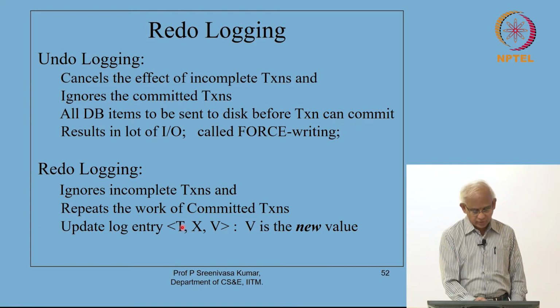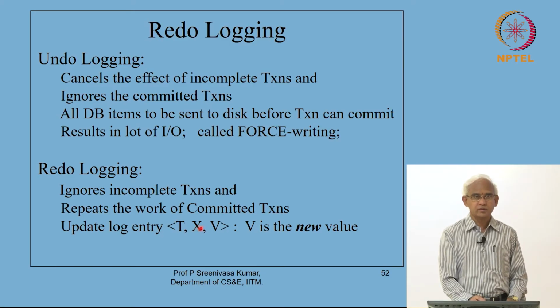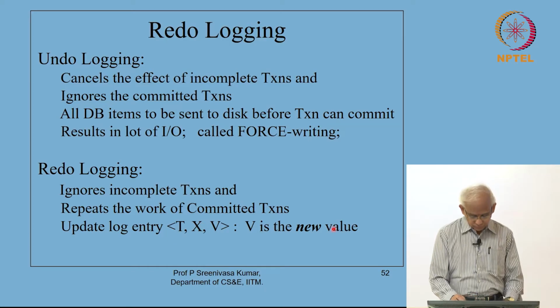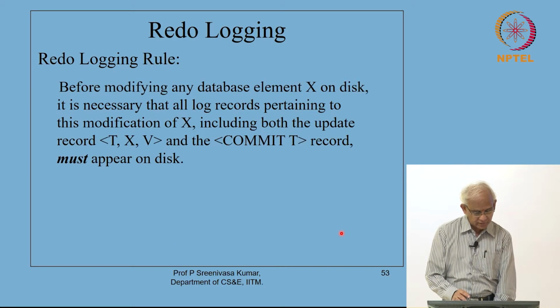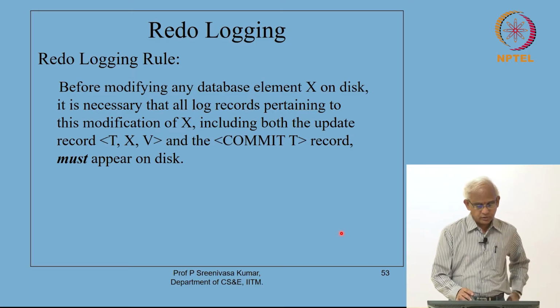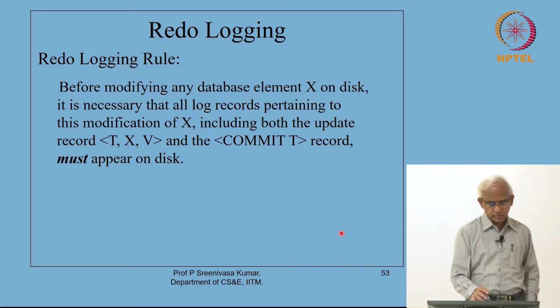All the other log entries will remain as they are. The update log entry will now become: transaction ID, what is the item, and what is the new value. We will see how exactly this works as the method proceeds. So the redo logging method is simple.